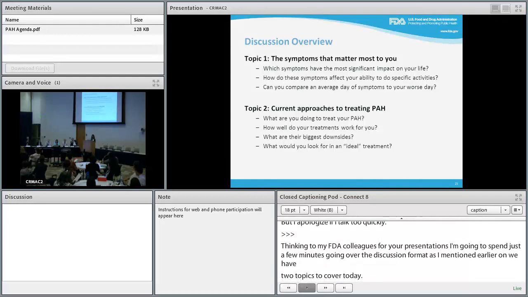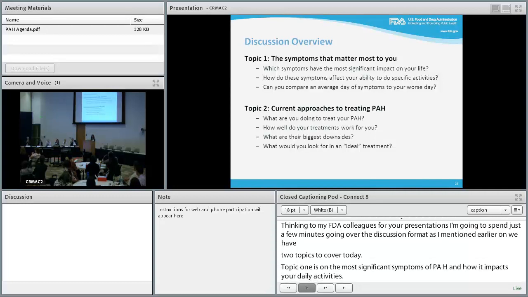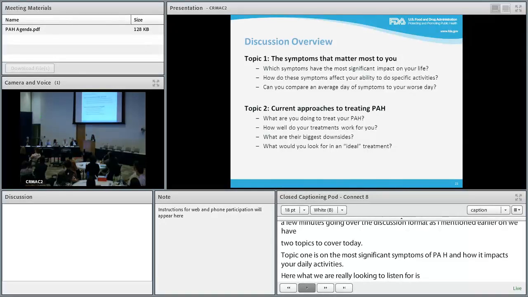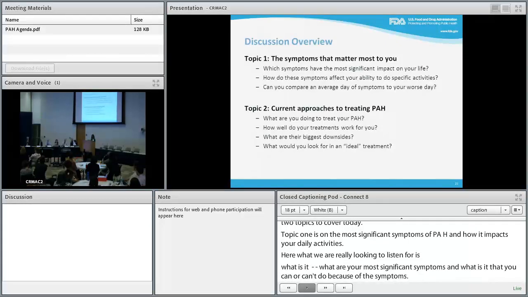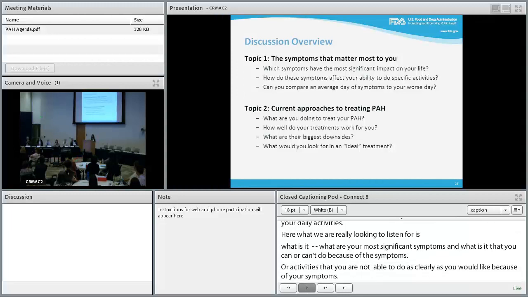So here what we're really looking to listen for is what are your most significant symptoms? And what is it that you can or can't do because of those symptoms? Or activities that you're not able to do as fully as you would like because of your symptoms. And if you can even compare what an average day of symptoms looks like versus a more severe day of symptoms, and give us some specific examples of what that means for you. Topic 2 is on current approaches to treating PAH.